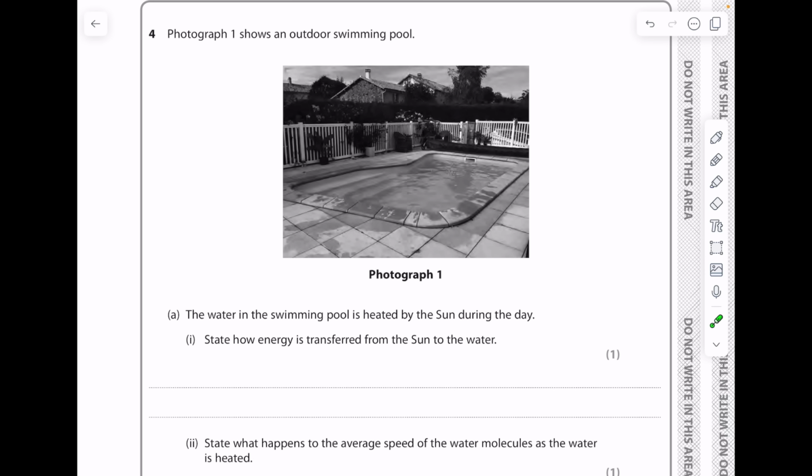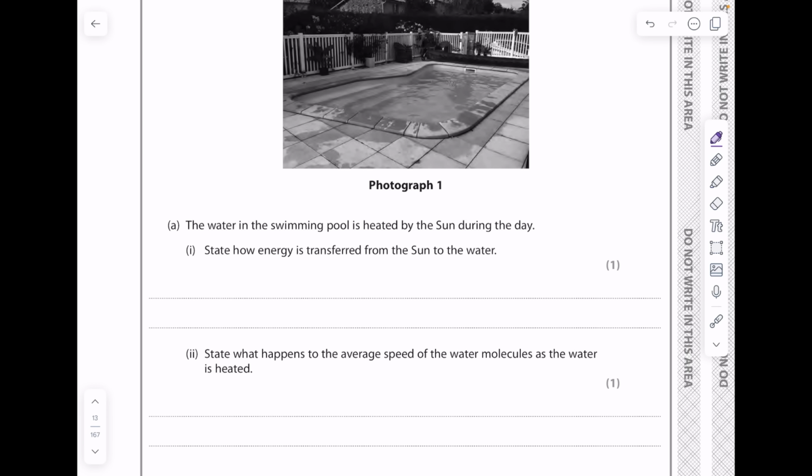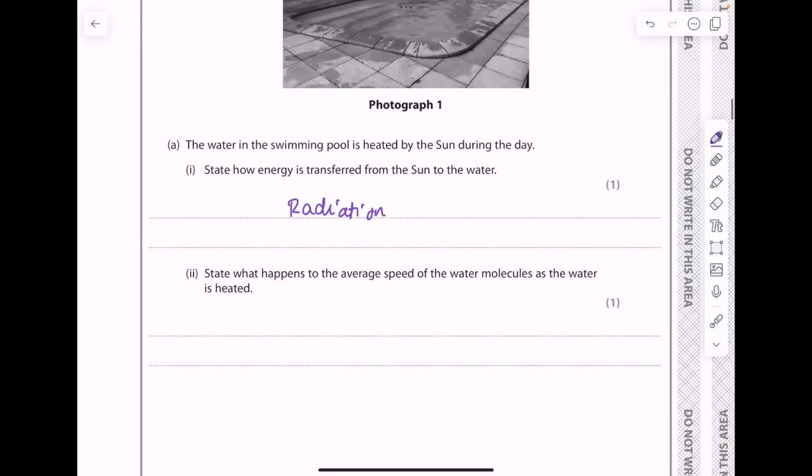Photograph 1 shows an outdoor swimming pool. The water in the swimming pool is heated by the sun during the day. State how energy is transferred from the sun to the water. Because there's a heating effect, remember that energy transfer occurs by radiation. State what happens to the average speed of the water molecules as the water is heated. Hopefully that's nice and obvious. The speed increases.